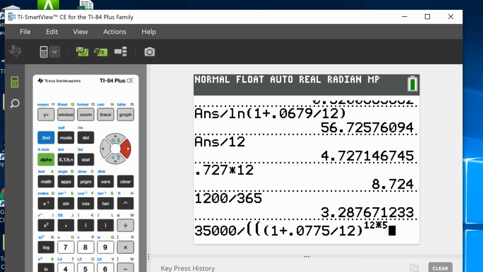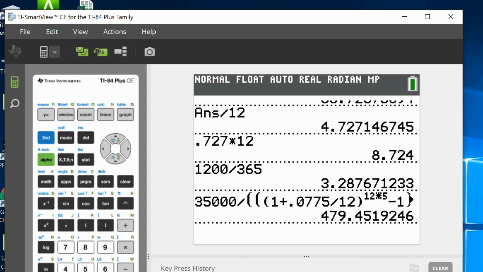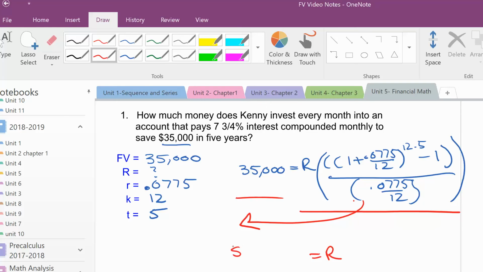Minus 1. Close that parenthesis, divided by, then parenthesis, 0.0775 divided by 12, close that parenthesis, and then close the whole thing. When you hit enter, you get $479.46, because remember, you round up to the nearest cent. So that means it's $479.76 that he invests per month to make that money.